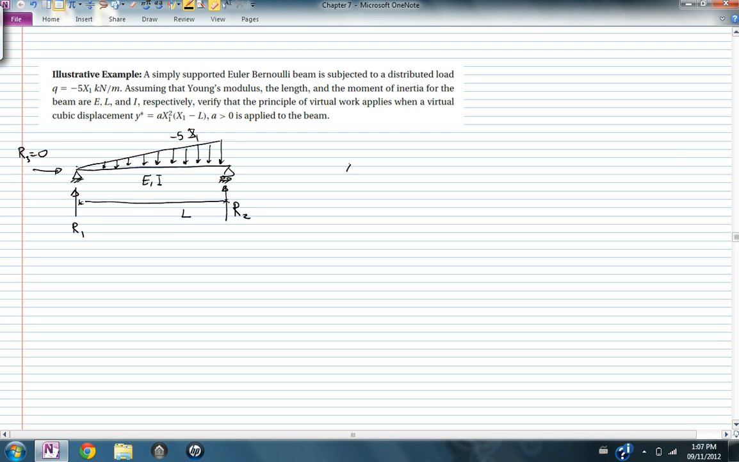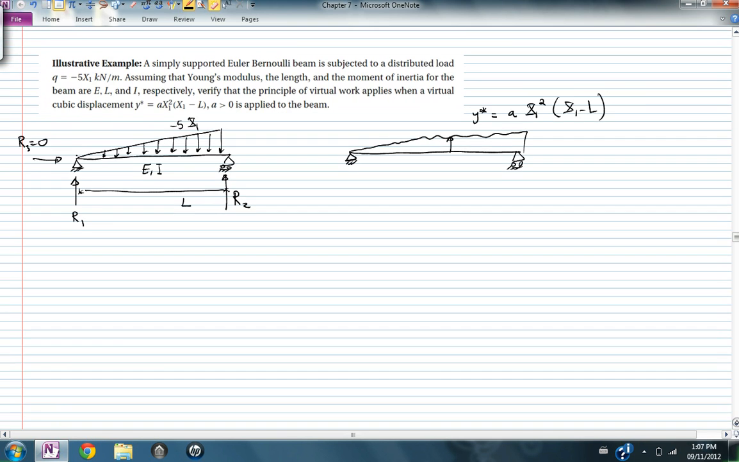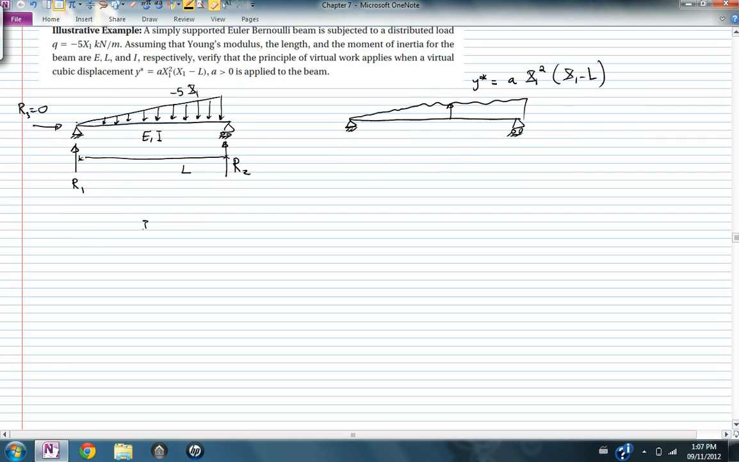Now we need to verify that the principle of virtual work applies when I apply a virtual displacement y star equal to a x1 squared times (x1 minus L). So the principle of virtual work states the following: the internal virtual work is equal to the external virtual work. I need to verify that this is true.